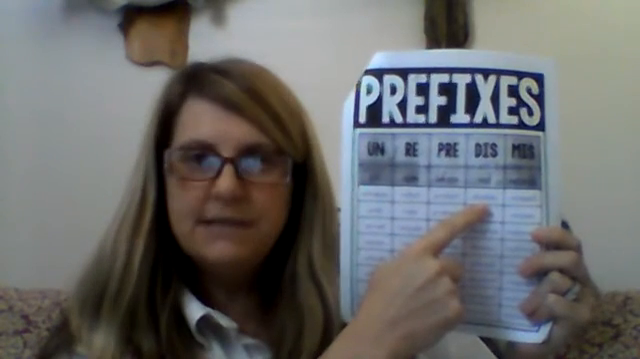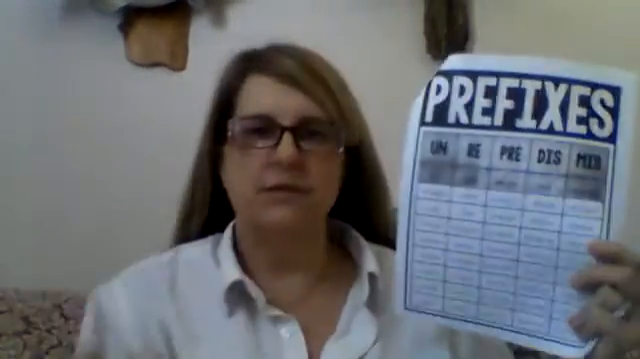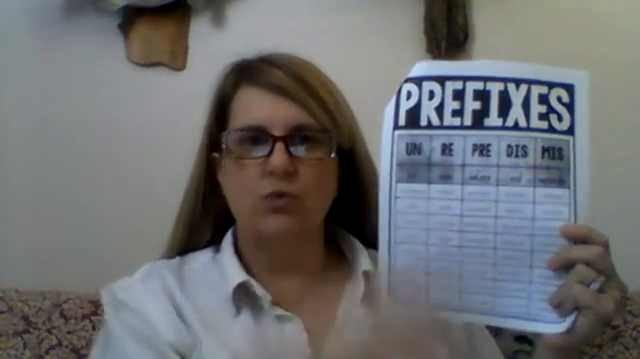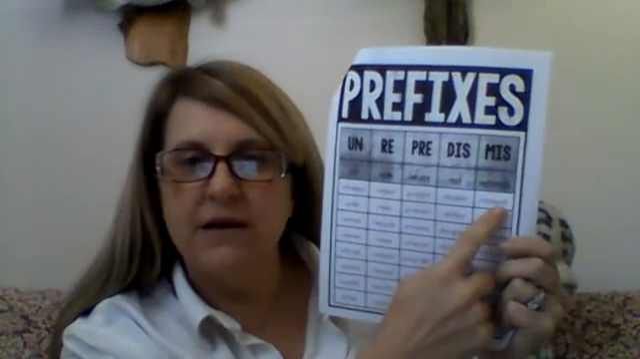Next is dis. Dis means not. Disable. If you disable something, then it is not able to do whatever. Like if I wanted to disable my washing machine, I would unplug it and then it would not be able to work. And the last one is miss. That means wrongly. If you misspell something, then you spell it wrong.